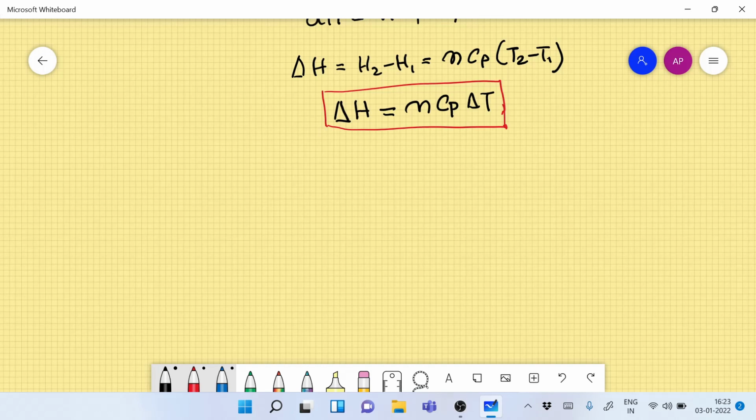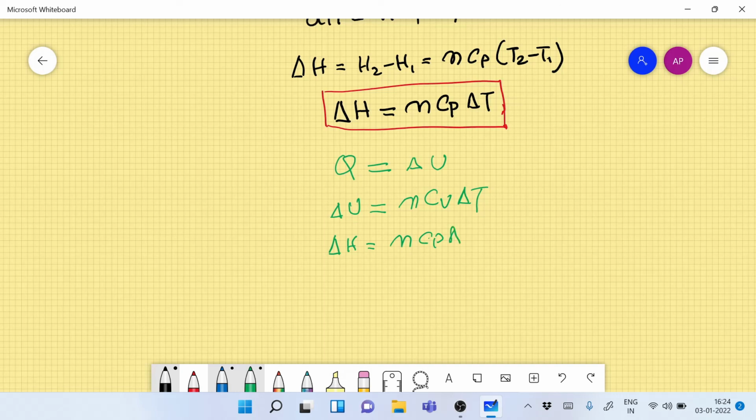Let's finally sum it up and write down all the equations. The heat given or taken for a constant volume process of an ideal gas is equal to delta U. The delta U, or the change in internal energy, is equal to n into Cv into delta T. The change in enthalpy is n into Cp into delta T, and the work done for a constant volume process is 0.